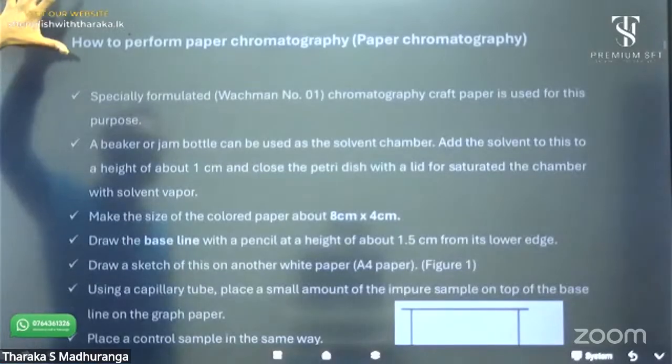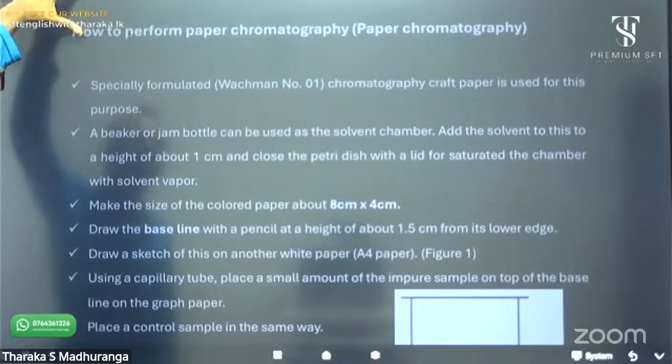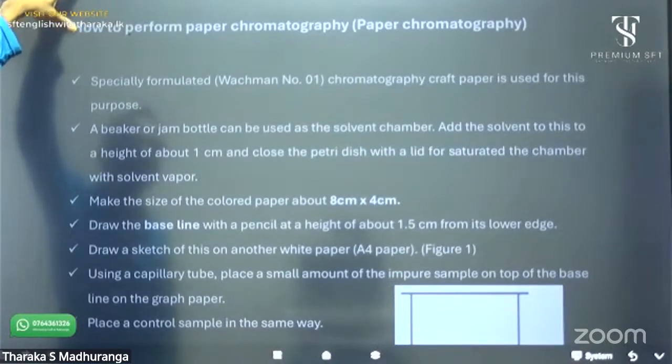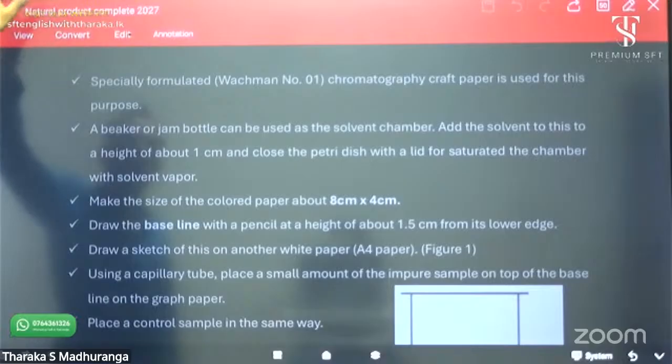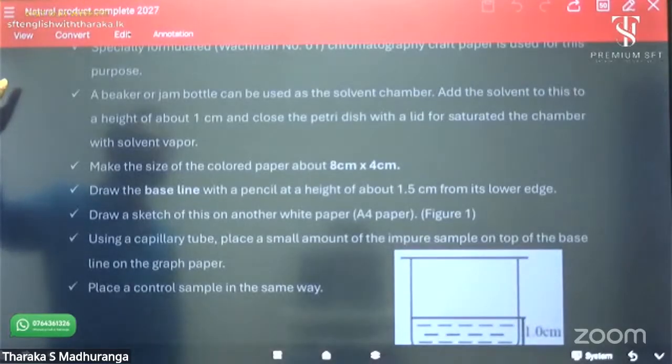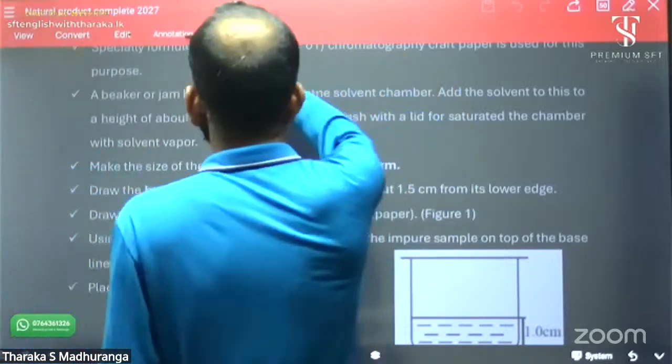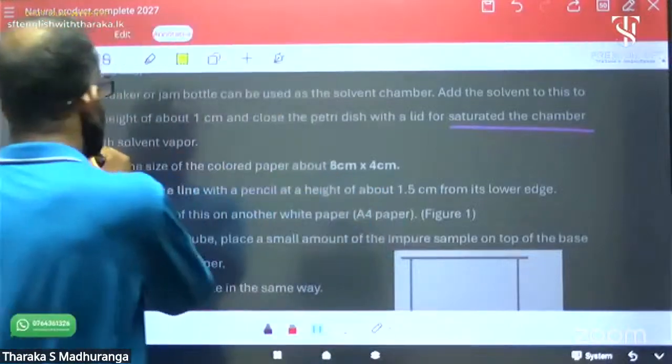How to perform paper chromatography? Specially formulated Whatman number 1 chromatography paper is used for this purpose. Highlight Whatman number 1. A beaker or jam bottle can be used as a solvent chamber. Add solvent to a height of about 1 centimeter and close it with a petri dish. Petri dish means a watch glass with a lid. Saturate the chamber with solvent vapor.